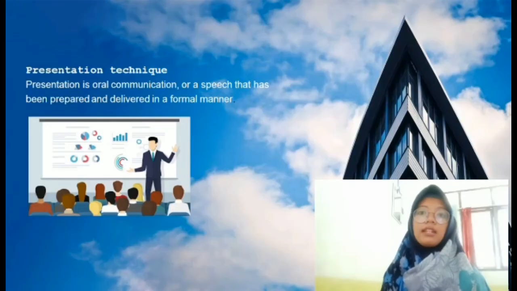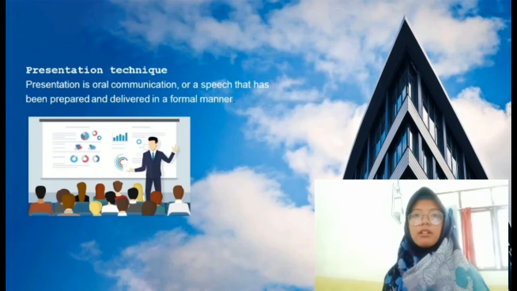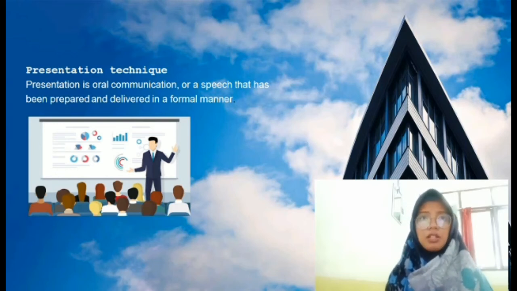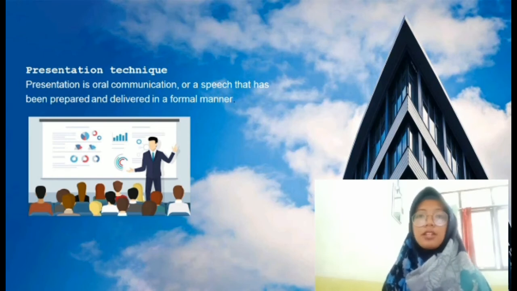Okay, let's move to the next slide. It's about presentation technique. Before we go deeper into this technique, I want to explain what presentation is. Presentation is oral communication or a speech that has been prepared and delivered in a formal manner. Presentation can be in the form of a progress report, explanation of new products or services to clients, lectures, training, job interviews, scientific seminars, business, and so on.